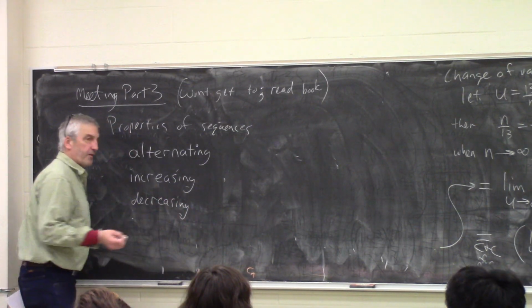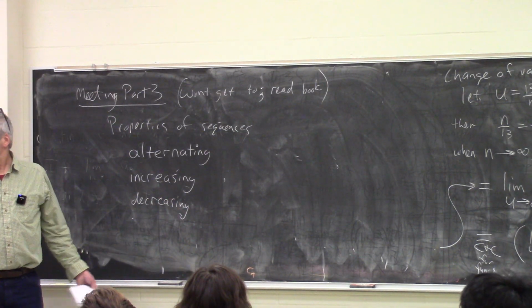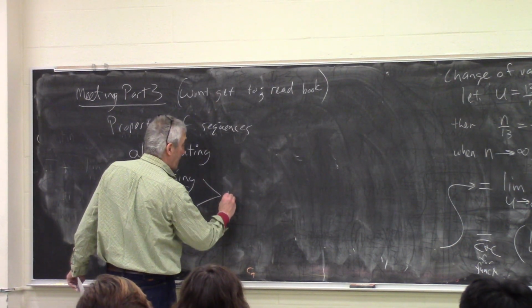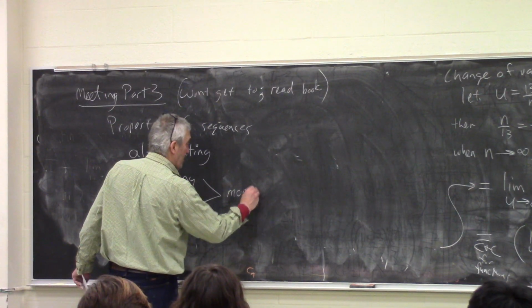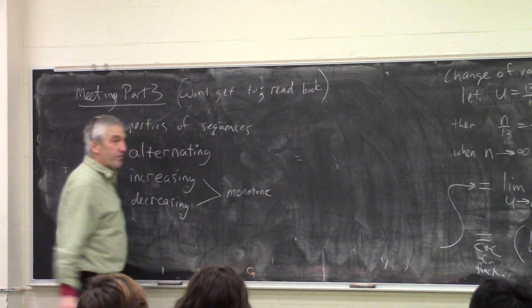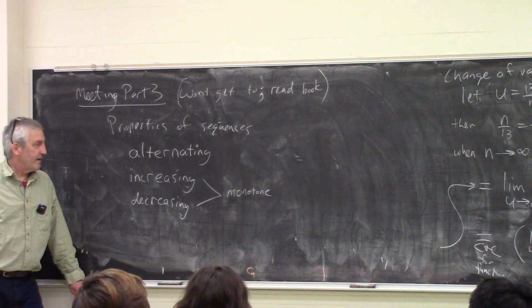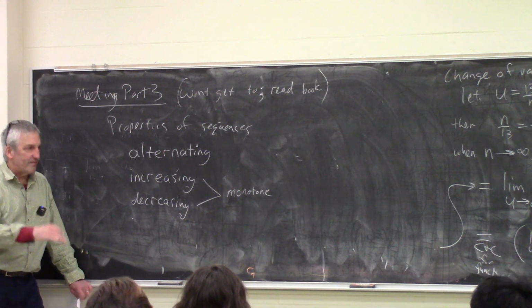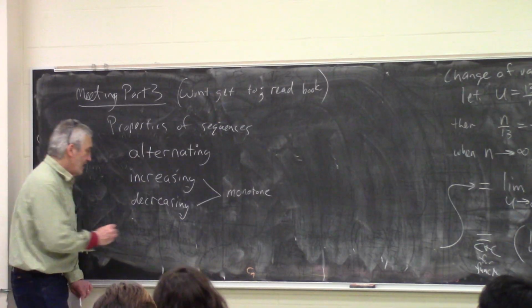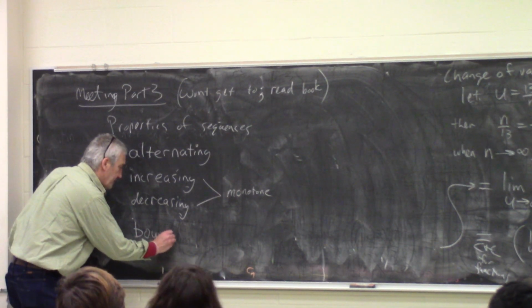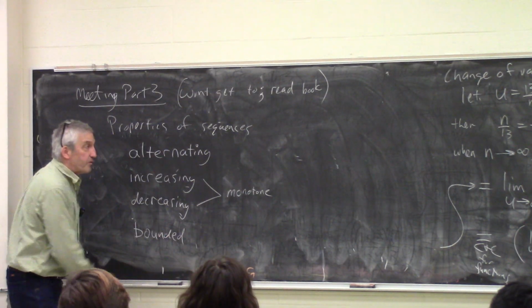And if a sequence is increasing or decreasing, one or the other, these come under the umbrella of what are called monotone. To say a sequence is increasing means it's always increasing, so it's monotonically increasing. To say a sequence is decreasing means that it's always decreasing, so it's monotonically decreasing. And then we have another term discussed in the book, the idea of a sequence being bounded.